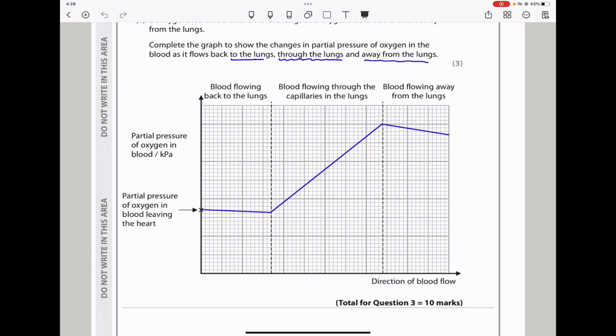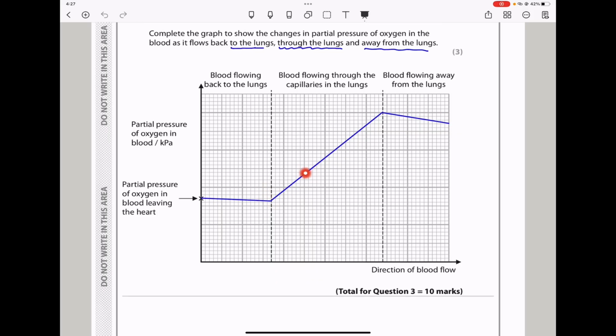And then here, as blood flows through the capillaries of the lungs, we expect a very big increase in partial pressure of oxygen within the blood. And then as blood flows away from the lungs, we expect a slight decrease in the partial pressure of oxygen. So the key thing is at least you have to draw something within one big square here, and one big square here. This can be as big as you want it. So this brings us to the end of question 3. Let's continue to question 4.